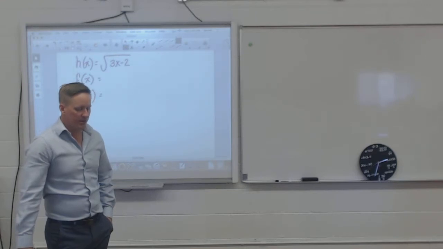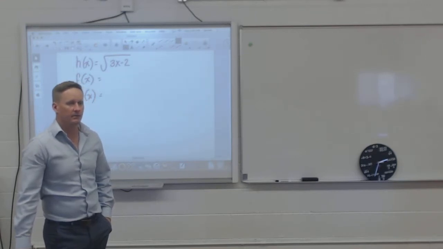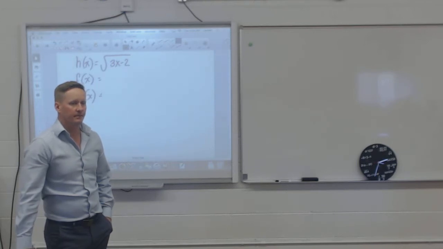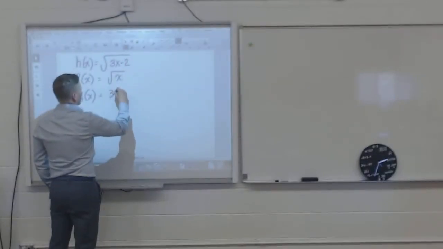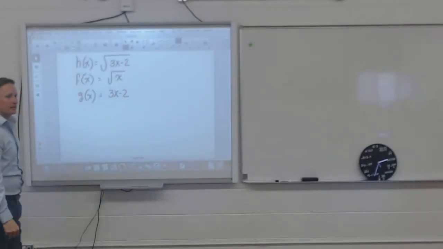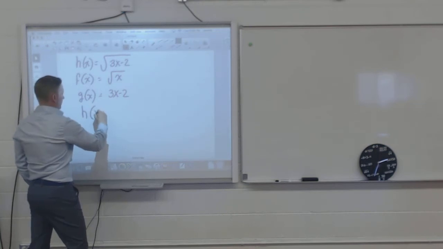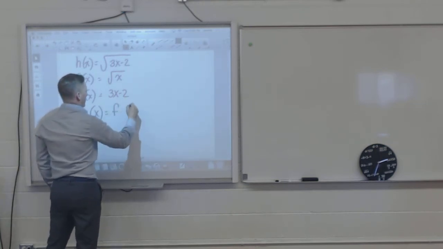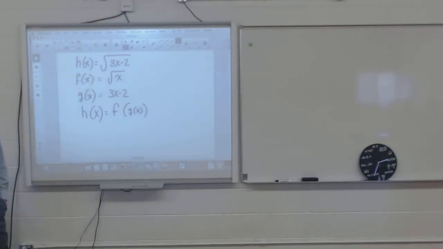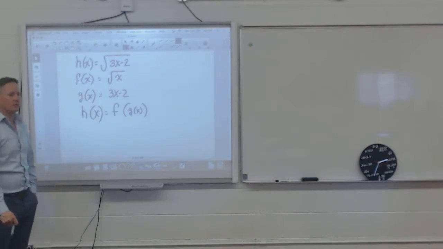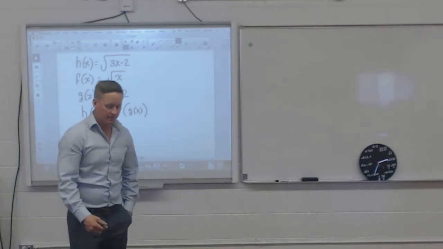So what 2 equations do you see here that could be? Square root x and 3x minus 2. Yeah. Okay, so if that's the case, how do I write that? What is h of x equal to? f of g of x. Yeah. Good job. That's the complicated part of this. Everybody following? That's as tough as it's going to get for you.